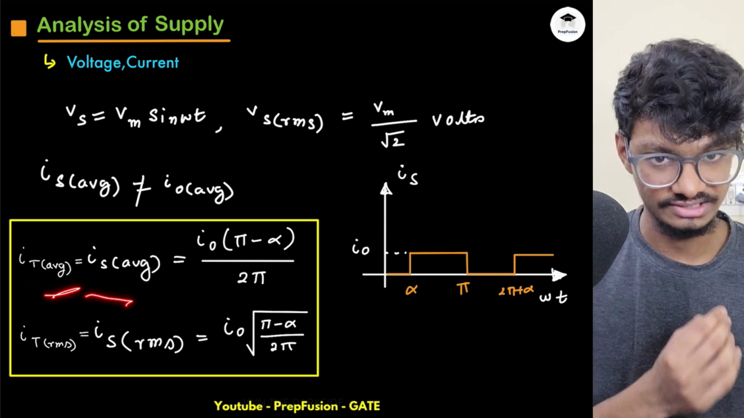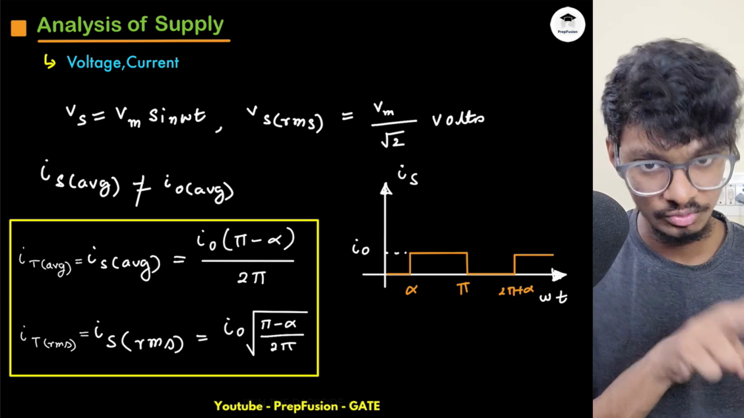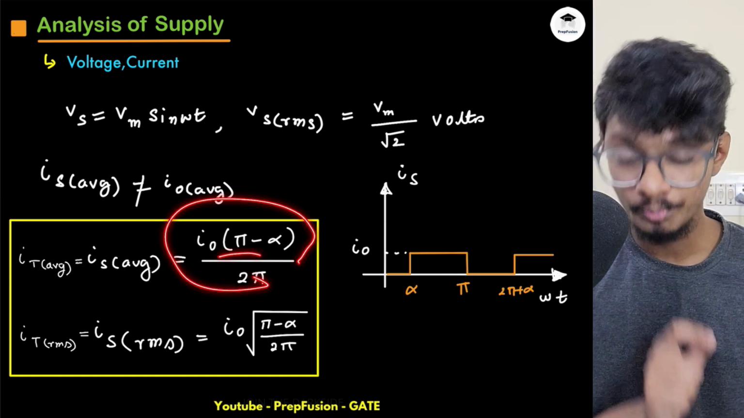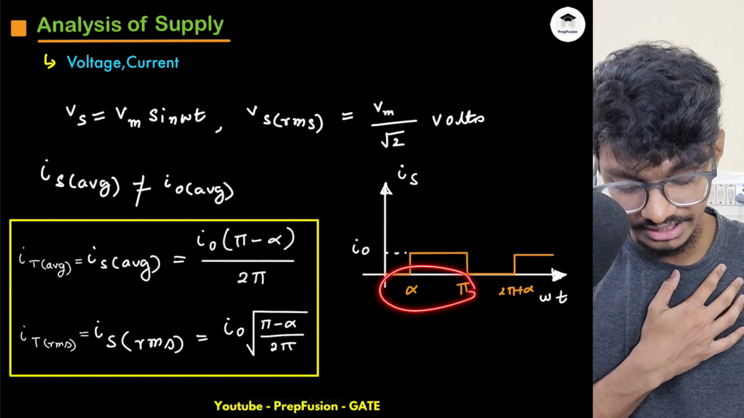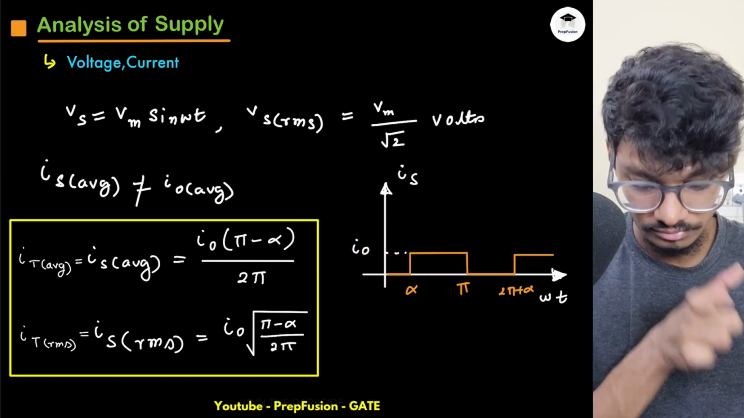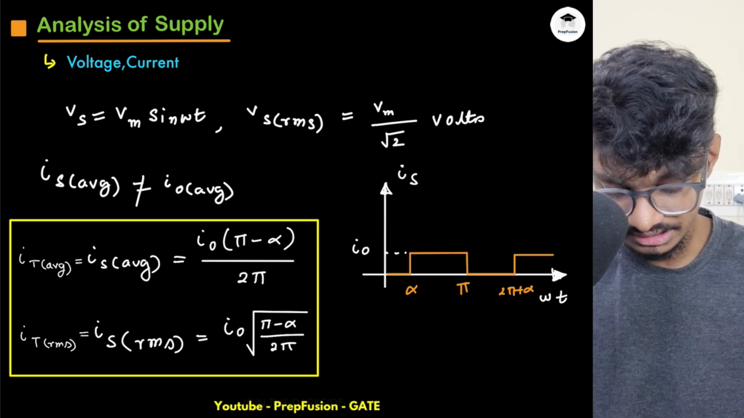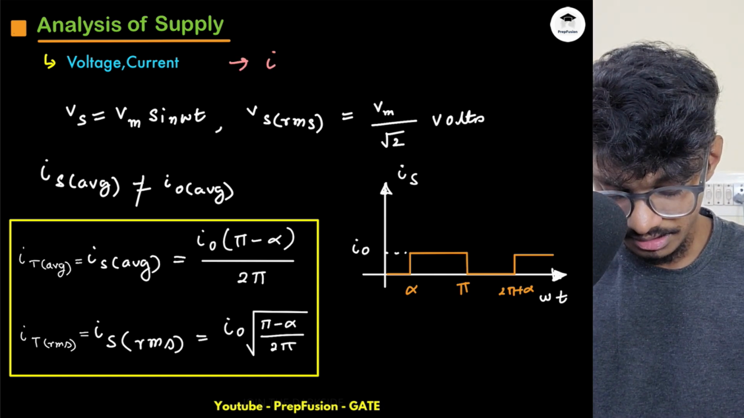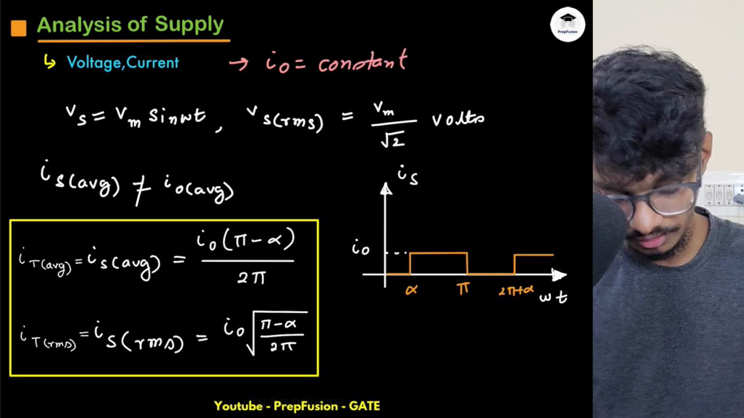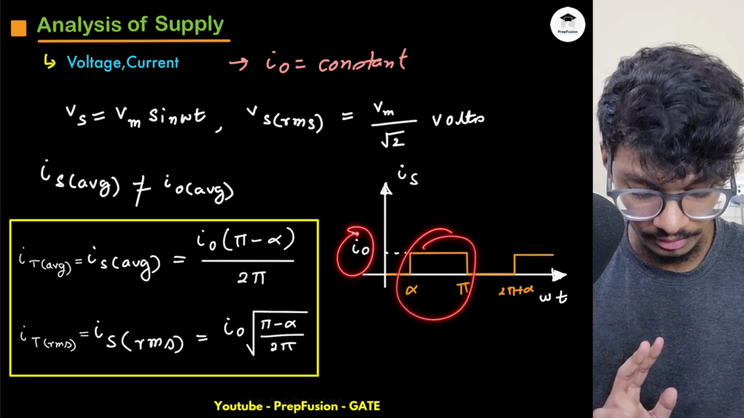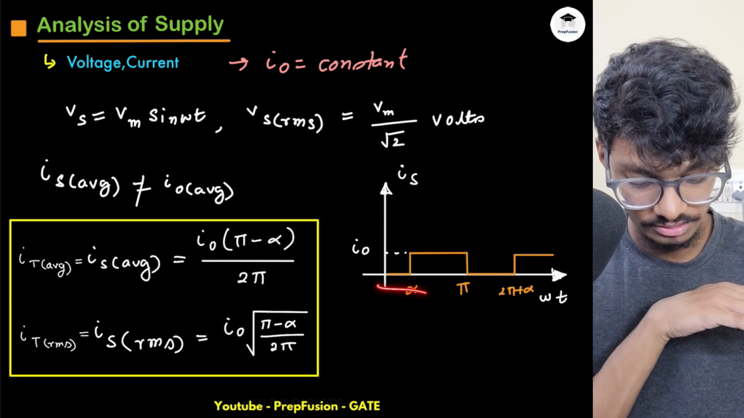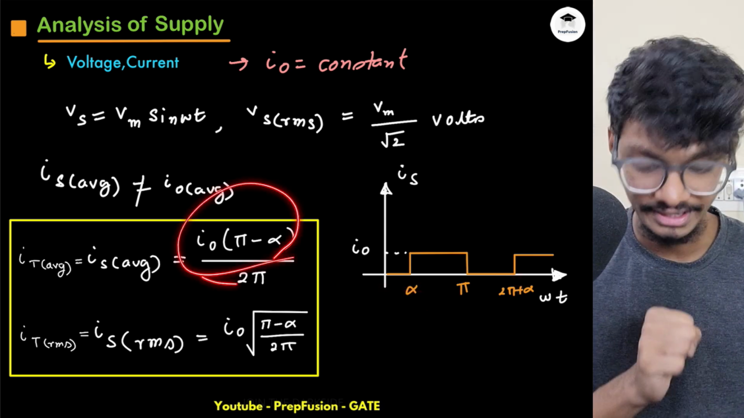What is my IT average or IS average? IT and IS will always be equal to each other because they are in series. So this will be simply IO by 2 pi into pi minus alpha. Why? Because only for this area, pi minus alpha, IO is equal to that constant value, if this analysis is done keeping in mind that my load current is constant. If you simply find the area, it is some constant value IO into pi minus alpha divided by the time period, which is 2 pi. The repeating time period is 2 pi. So I am getting this.